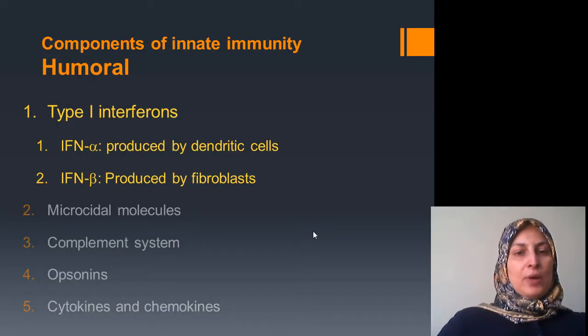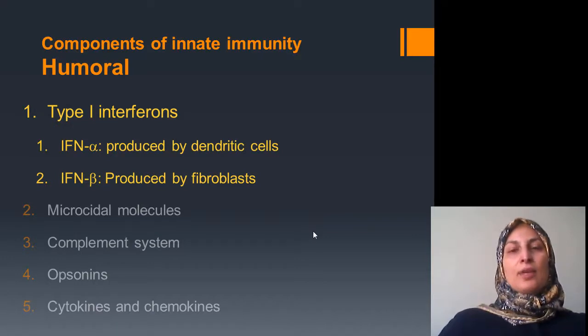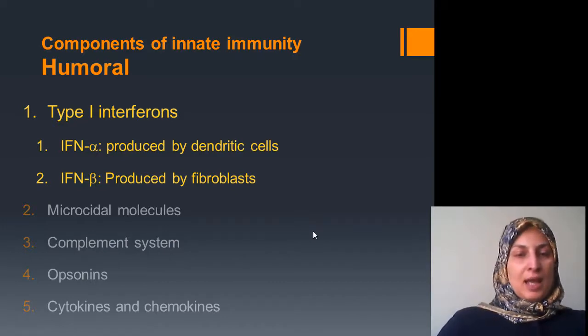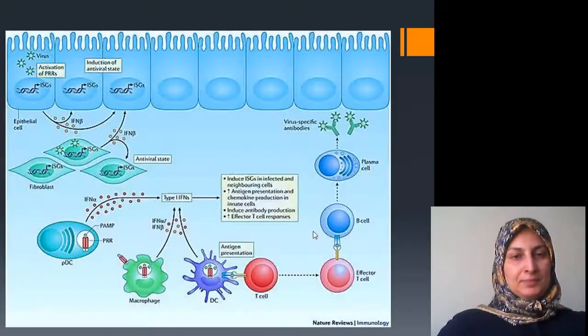Talking about the type 1 interferons, alpha and beta, they are structurally exactly the same, and they conduct exactly the same function, but they are produced from different types of cells. Interferon alpha is produced by different types of white blood cells, mainly dendritic cells, while interferon beta is produced mainly from fibroblasts. How does it work?